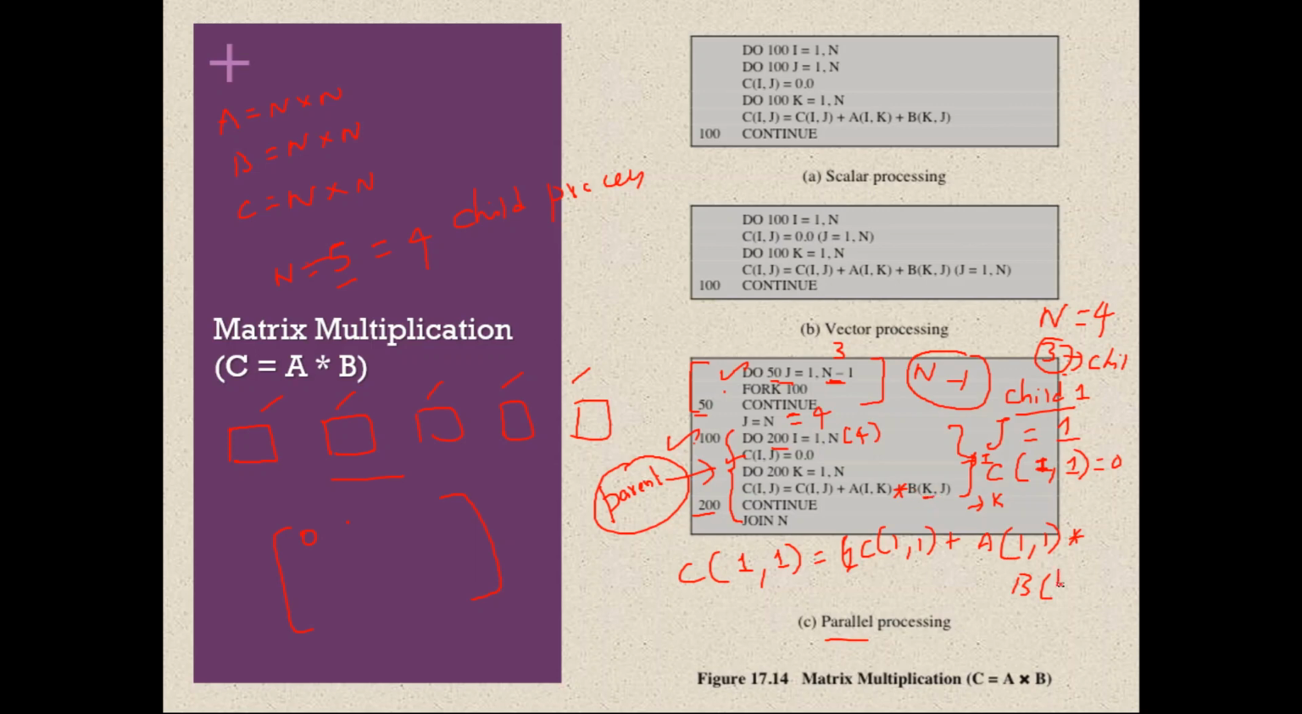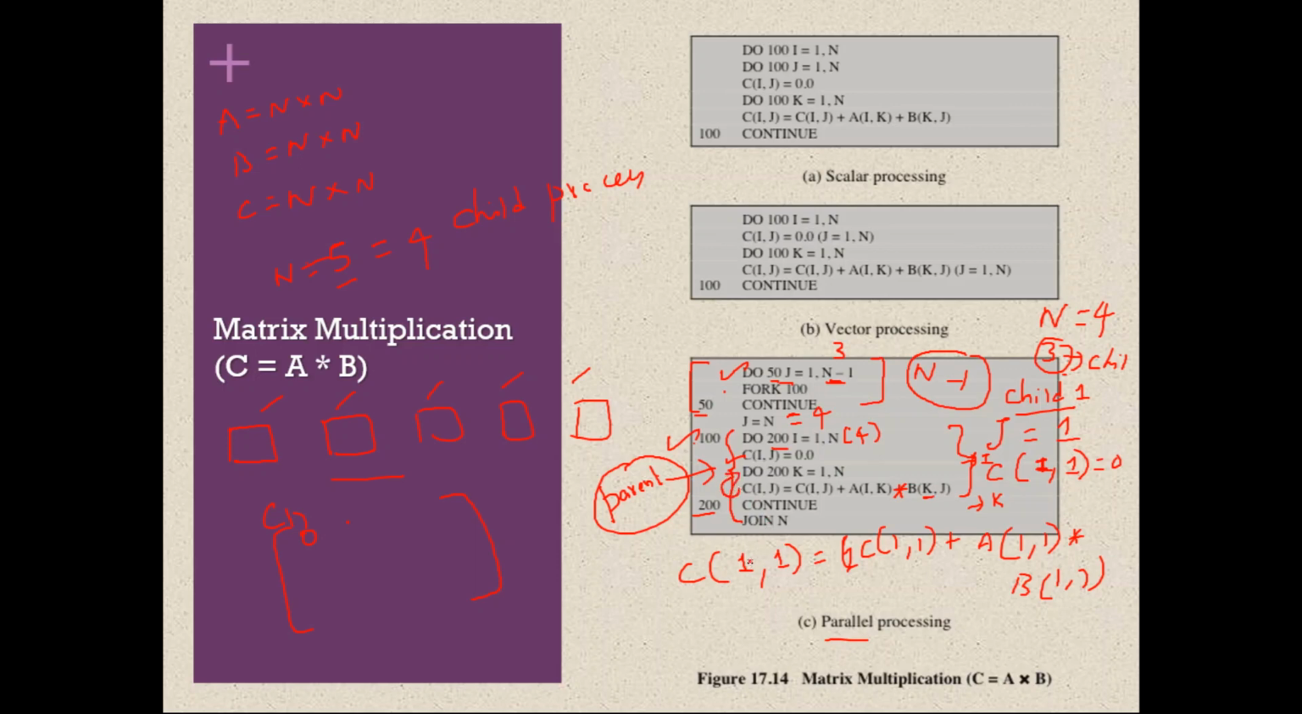K is 1. Okay, 1 comma 1. All this will be added, and that result will be stored here. Okay, that is C11 will come here, right? Now again this k loop should complete, right? K loop should repeat for 4 times.